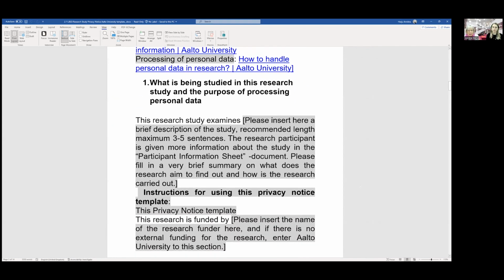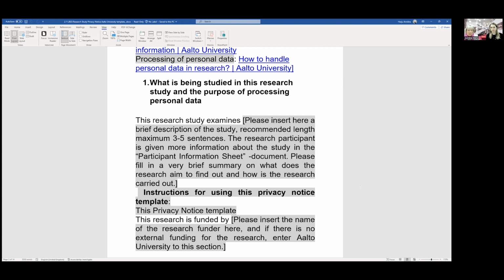What is being studied in this research study, and what is the purpose of processing personal data? Give a few sentences on what you are examining in this research study, a very brief summary. You can tell more about the research in the participant information sheet.